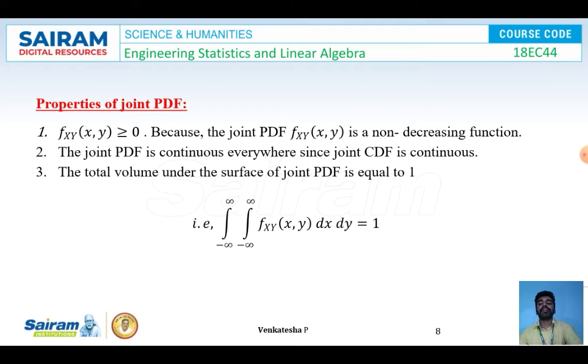Properties of joint PDF. The first property is f_XY(x,y) is greater than or equal to 0. It is nothing but the joint PDF is non-negative always, because the joint CDF F_XY(x,y) is a non-decreasing function. The property number 2 is the joint PDF is continuous everywhere, since the joint CDF is also continuous. Third property, the total volume under the surface of the joint PDF is equal to unity. It is given by the integral from minus infinity to plus infinity, the integral from minus infinity to plus infinity, of f_XY(x,y) dx dy is equal to 1.